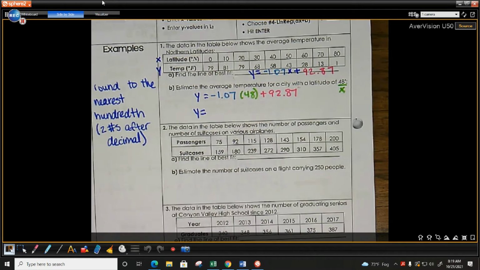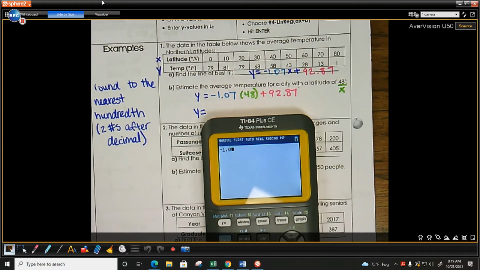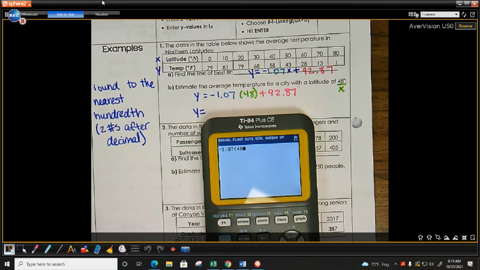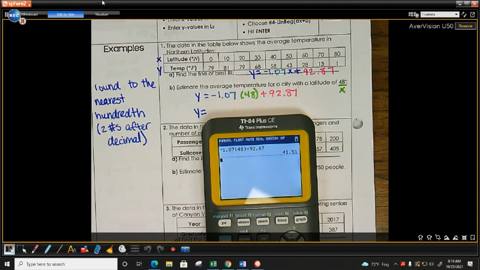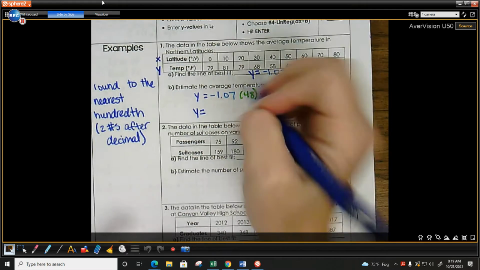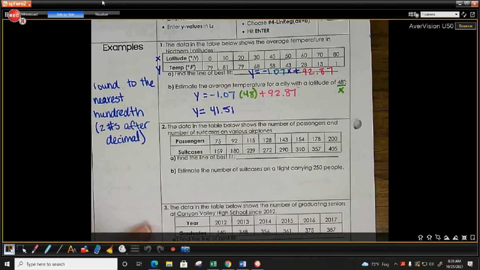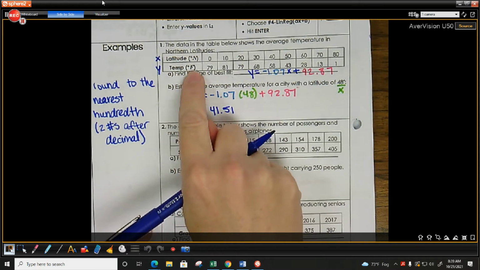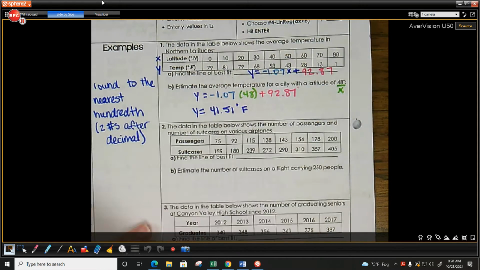Type the right side in your calculator. And we get 41.51. We need a unit. That is your temperature, so that is degrees Fahrenheit.